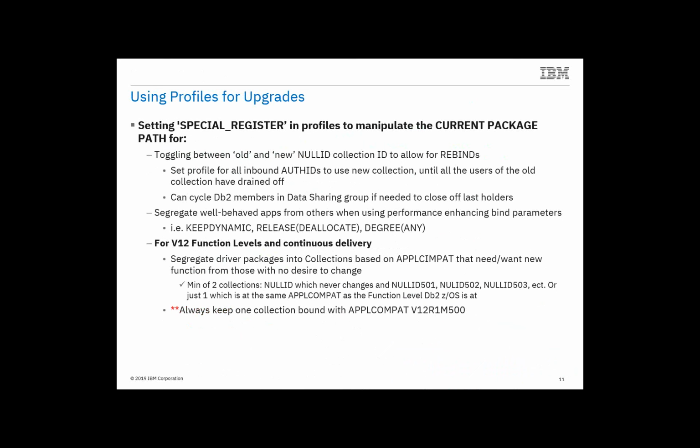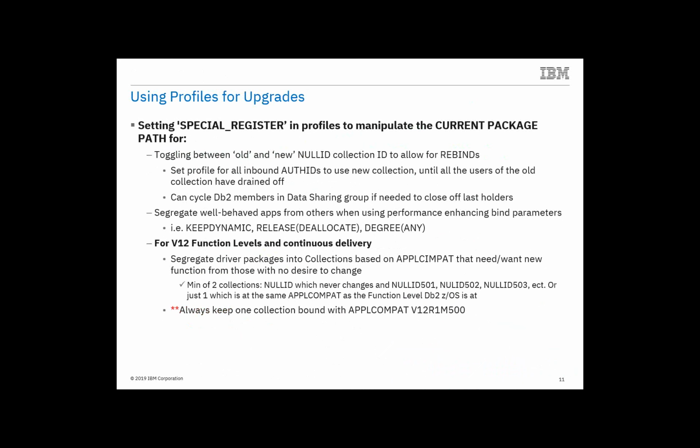So you might use a profile to toggle between different collections for migration. So you're trying to shut inbound connections off to one of these collections and push it to a new one, or you segregate where some well-behaved applications get to use these high-performance packages and the rest of the folks just use the generics. Now that's also going to play a key role in your version 12 migration moving forward with continuous delivery, because if you want to take advantage of the new functionality and the new function levels, the packages these transactions touch have to be bound with the correct level of APPLCOMPAT. So you're going to have to end up rebinding some of these JCC packages with higher levels of APPLCOMPAT so that the applications can use new features.